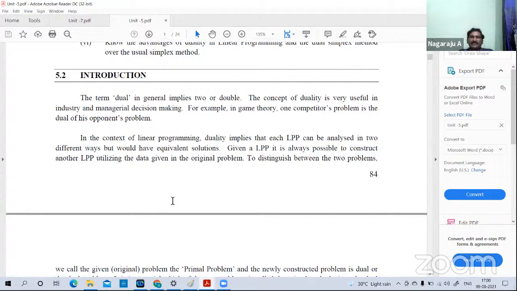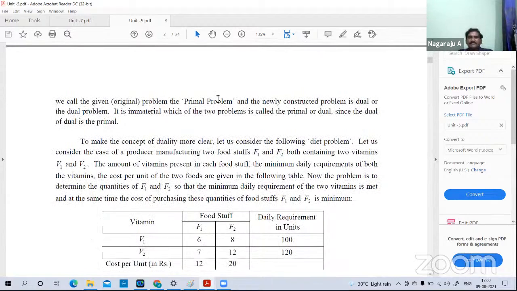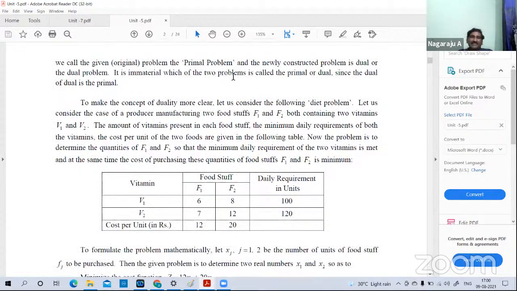So here is the observation. The original problem is called the primal problem, and the newly constructed problem is called the dual programming problem. This is only a name I have given them. Next, primal to dual conversion, yes, it is possible. Dual to primal conversion is also possible. Both solutions will give the same answer. So, how do we convert?